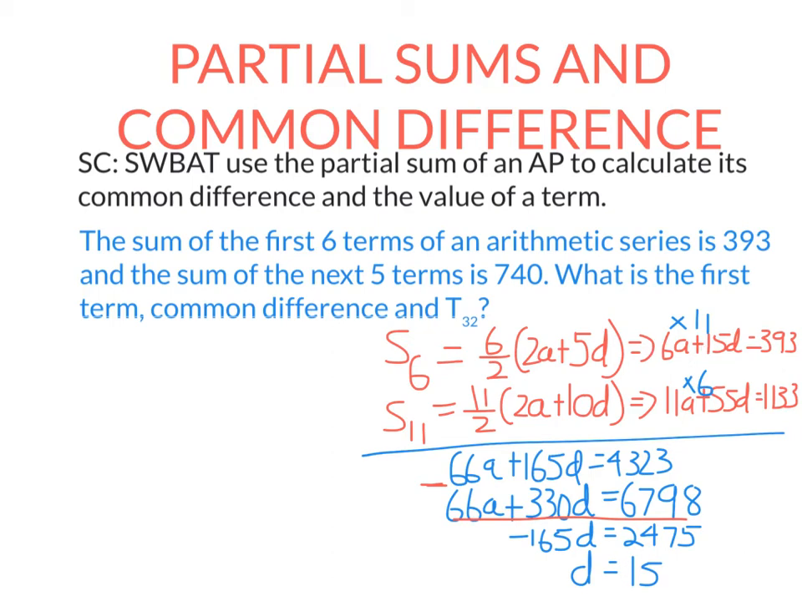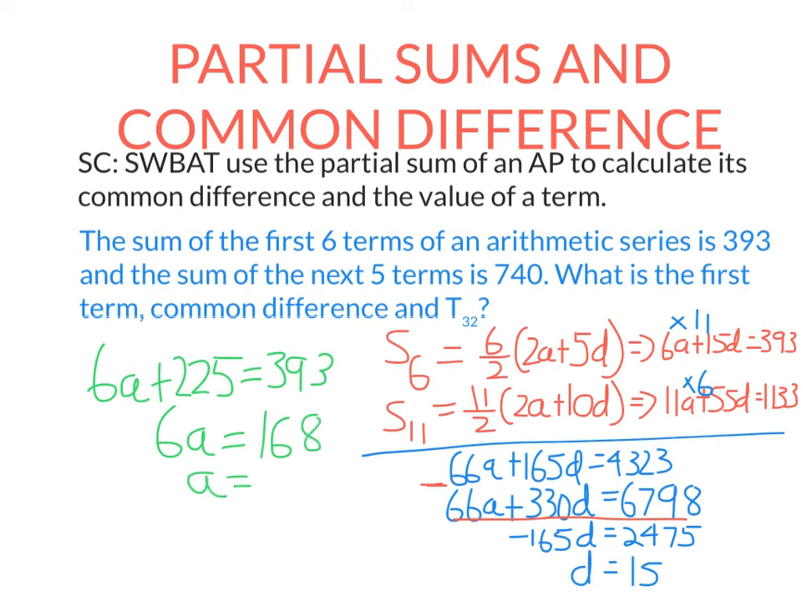So I get 6a plus 15d is equal to 393. You know how to solve this, done it a million times. I'm going to subtract 225 from both sides, divide each side by 6, a is 28. So if the sum of the first 6 terms of a series is 393 and the next 5 terms is 740, then this is the series 28 plus 43 plus 58 plus 73 and so on.